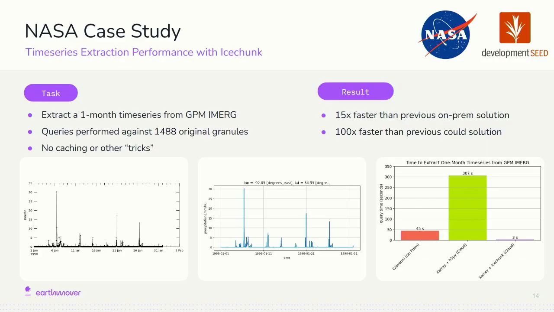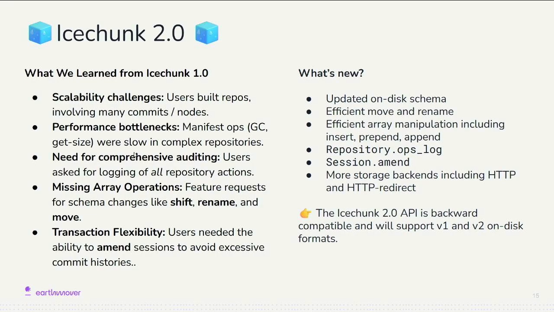And their on-prem performance for this query was 45 seconds, which is pretty slow, but to get a month of data, that's what it took. In the cloud, it was taking 5 minutes to pull that same time series, and then using Xarray and Icechunk together, it took 3 seconds. So they were pretty happy with that, and so are we. So it's zippy.